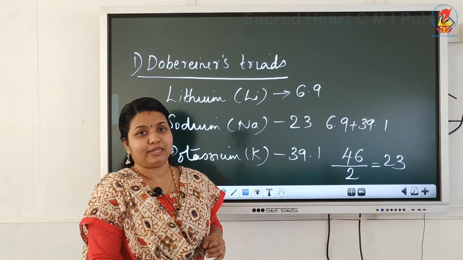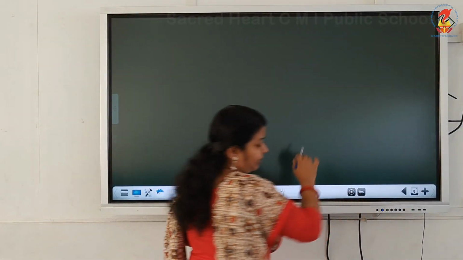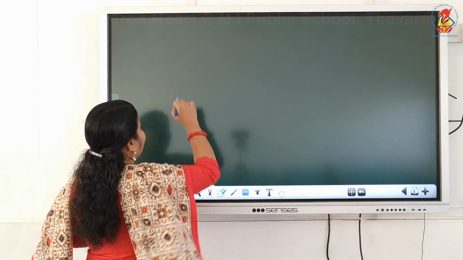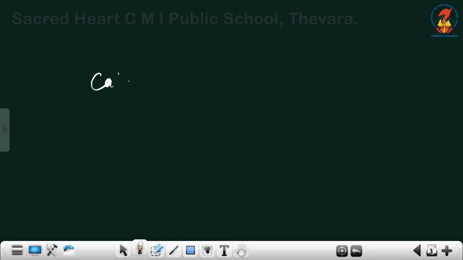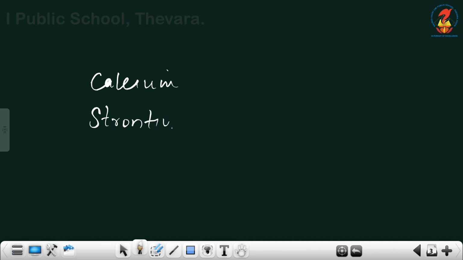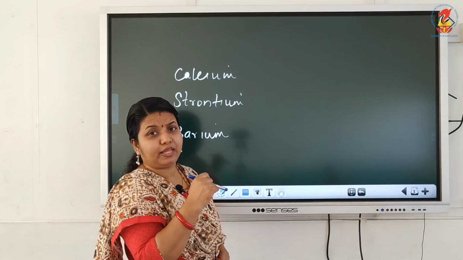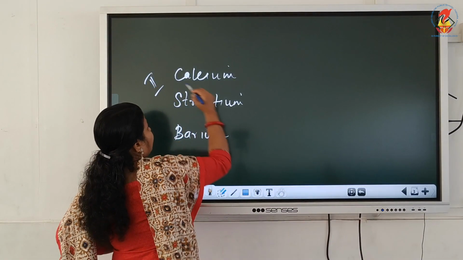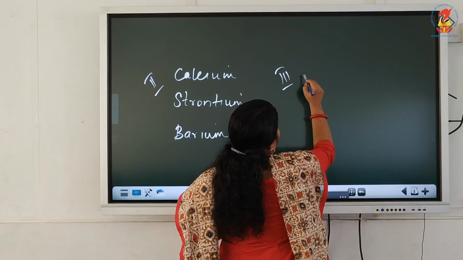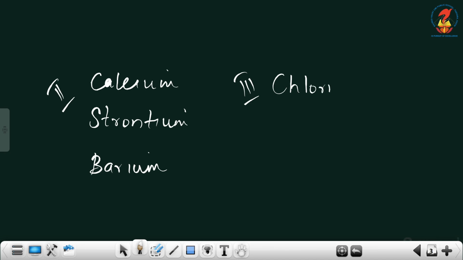Okay, so you have to learn the triads given by Döbereiner. This is one triad, lithium, sodium, potassium. The other two examples are calcium, strontium, barium. This is a triad. So, the atomic mass of strontium will be the average of the atomic mass of the other two elements. This is the second triad. The third one is chlorine, bromine, iodine.